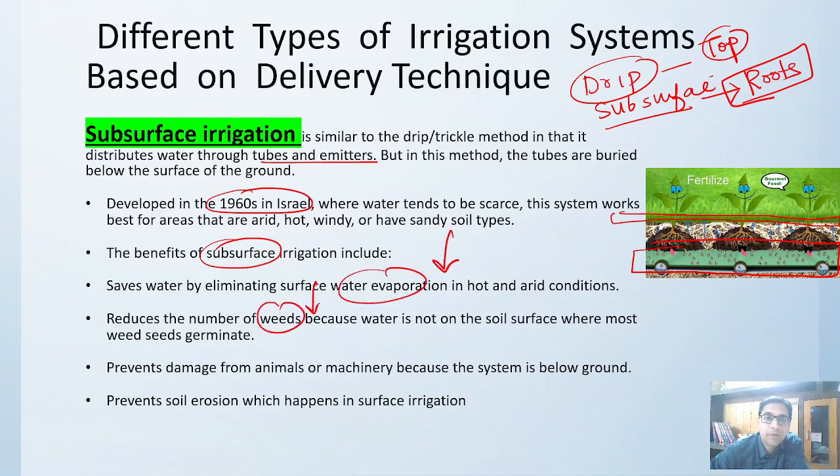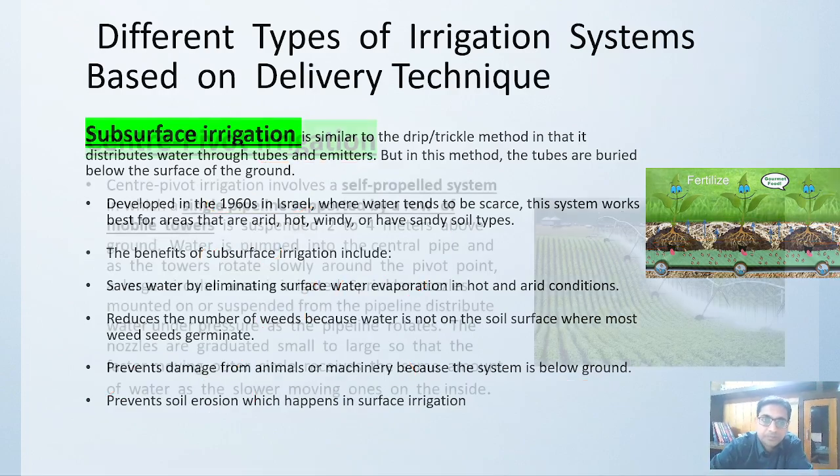Weeds will come down because you are not providing water to the surface and you are only providing water to the root zone. Normally the weeds germinate on the top of the crop; the weeds do not germinate in the root. So we are providing the water in the root, so there is no water for the weeds, so weeds will not be there. It will prevent damage from animals or machinery because the system is below ground. It will also prevent soil erosion because surface runoff will not be there. So this is called subsurface irrigation.